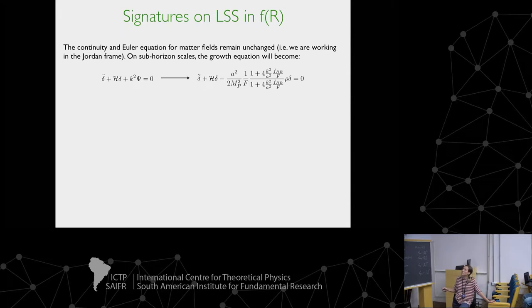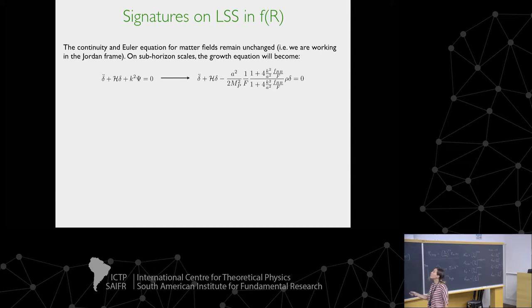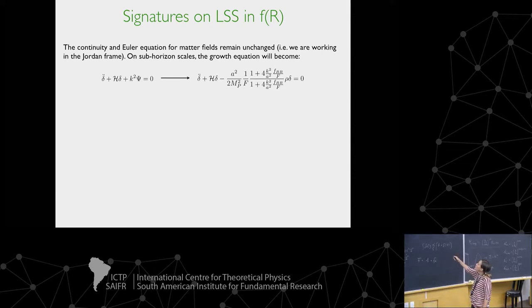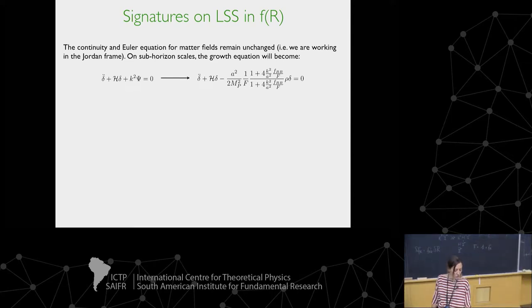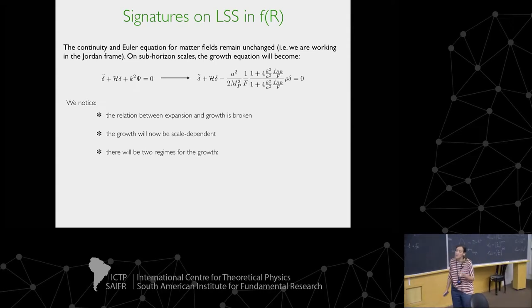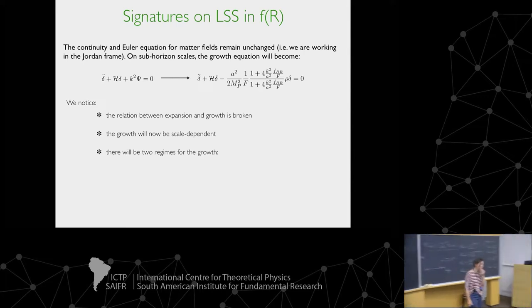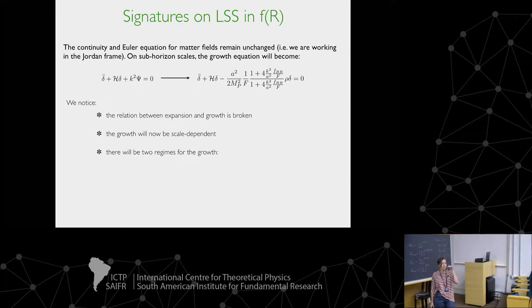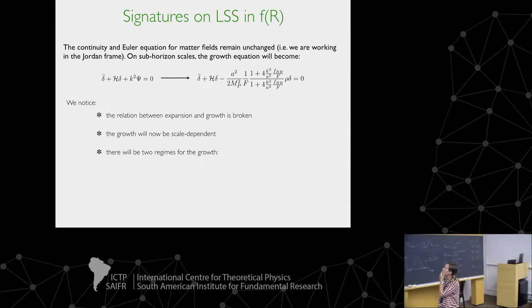And now the only thing that changes is that if I take the Poisson equation here and I substitute what I have found, it will still be a second-order homogeneous equation in delta, but with very complicated coefficients in here. And the first striking thing that you notice as a difference with what I showed yesterday for lambda CDM is that this coefficient is a function of k. So growth is not anymore scale independent. So even after a mode enters the horizon, it will have a growth rate that will depend on its wave number. That's the first feature.